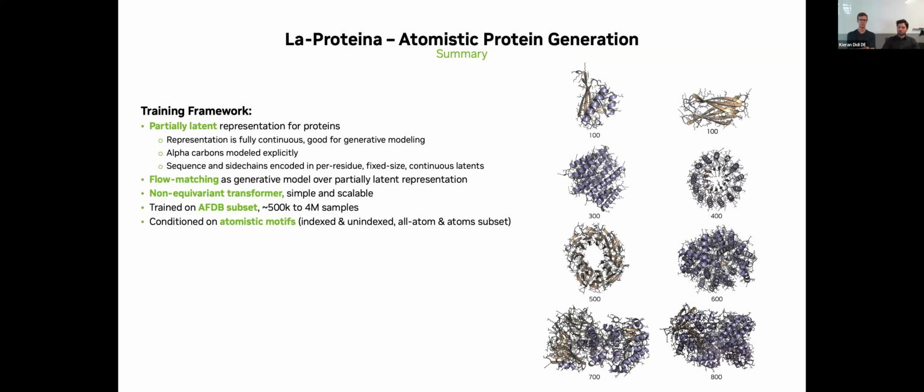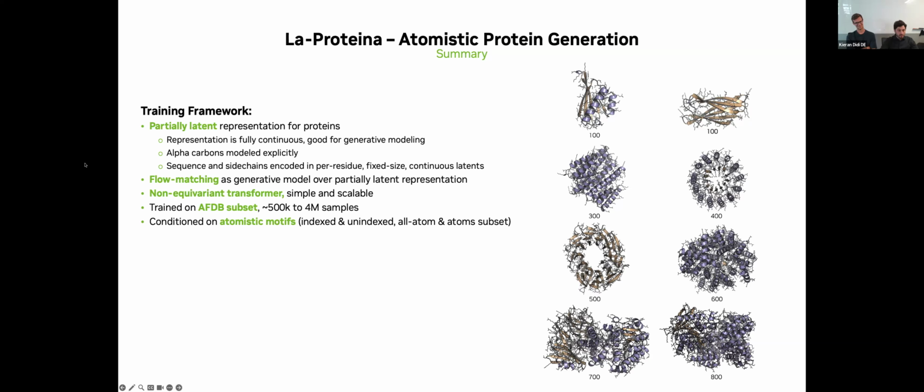For our architecture, we use non-equivariant transformers. These are pretty much taken straight from our previous paper, Proteina. They are quite simple and very scalable. We train on a few subsets of the AlphaFold database. We also show that with our model, we can do atomistic motif scaffolding in several setups. When you give a subset of atoms and their coordinates as conditioning information, our model can produce proteins that contain this substructure. This structure can be provided in an indexed way, where you tell which atoms in which residue they are placed, or in an unindexed way. Kieran will discuss more in the results section.